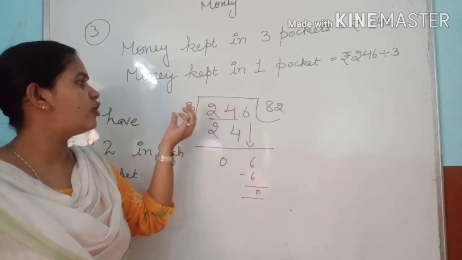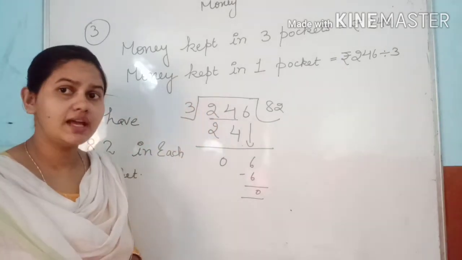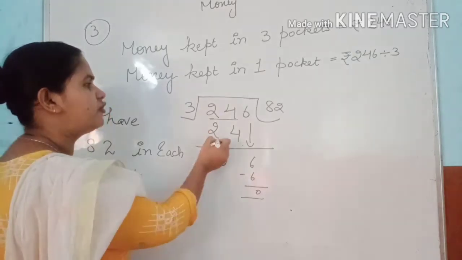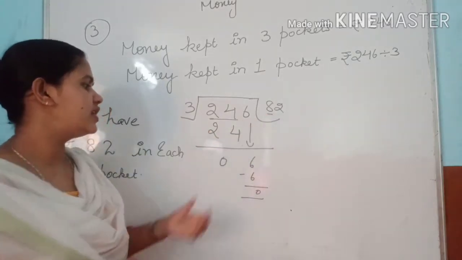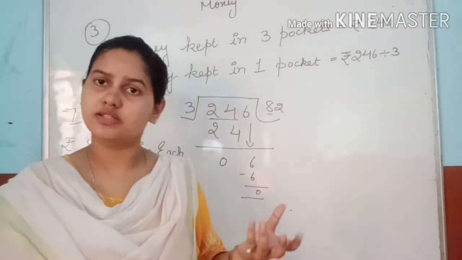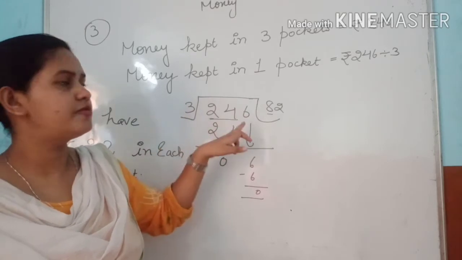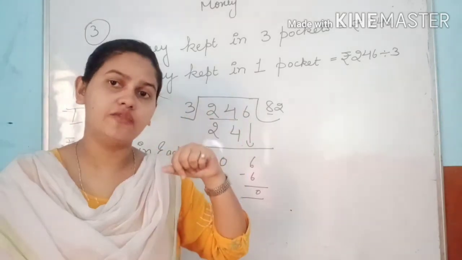Exactly. Now 24 comes on the 3 table. 3 8s are 24. Now we have taken 24 here and 8 here. Now we can see 24 minus 24 is 0. Now you can see 6 will be here.